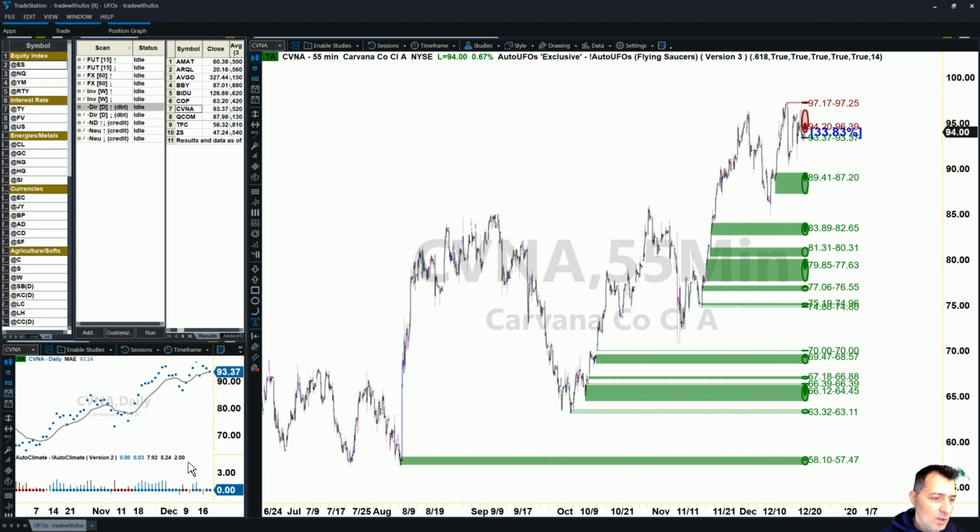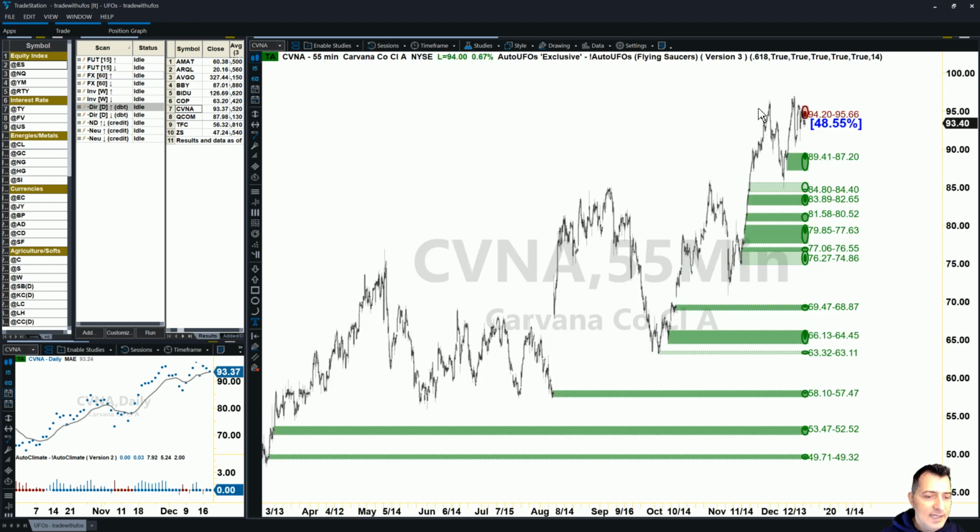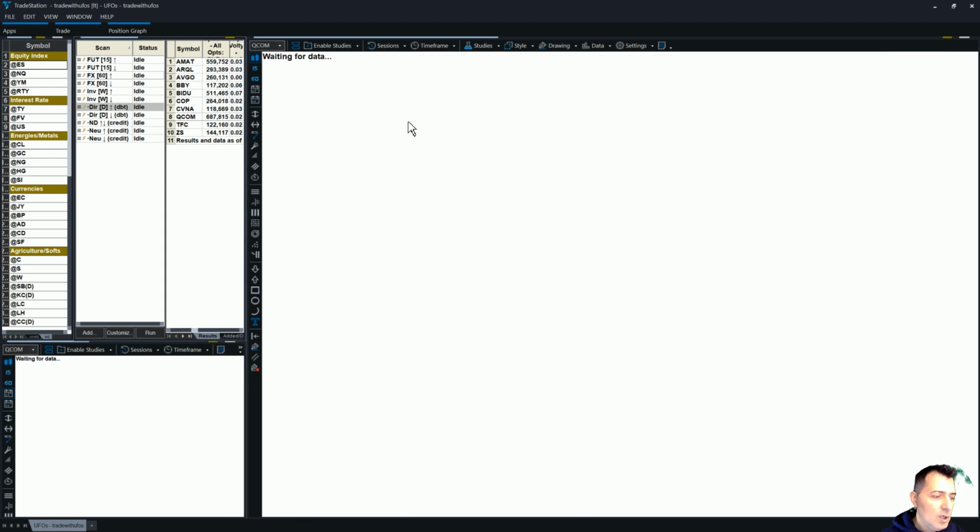Okay, so CVNA, we are dealing now with a climate of 2 candles out of 8. Okay, that is interesting. Unfortunately, we only see 33% for the stats, so we're gonna have to move to regular session, and that is giving us 48.55. Still not what we need. So we're gonna keep going, and now we are diving into Qualcomm.